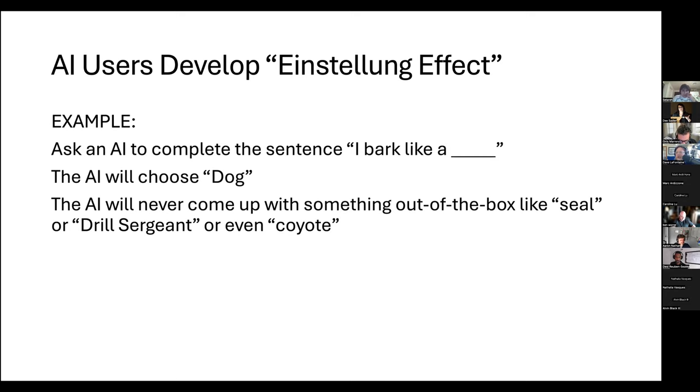So here's an example for you, the way to wrap your heads around it. If you ask an AI to complete this sentence, I bark like a blank, the AI will always choose dog because that's the most popular answer to complete the sentence. It's not going to come up with something out of the box and creative like seal or drill sergeant or coyote. I bark like a blank. The AI is just going to go middle of the road all the time.